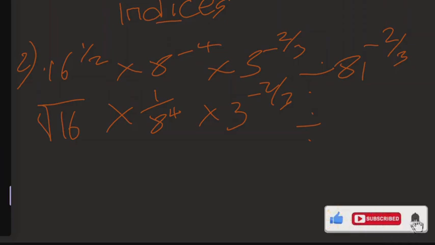So we know that 3 times 3 is 9, 9 times 3 is 27, 27 times 3 is 81. So we have 3 times 3 times 3 times 3, which is 3 raised to the power 4. So it means 3 raised to the power 4 is 81.